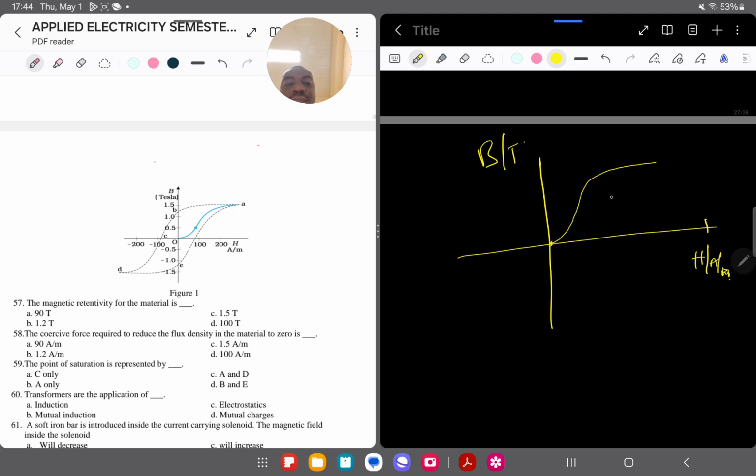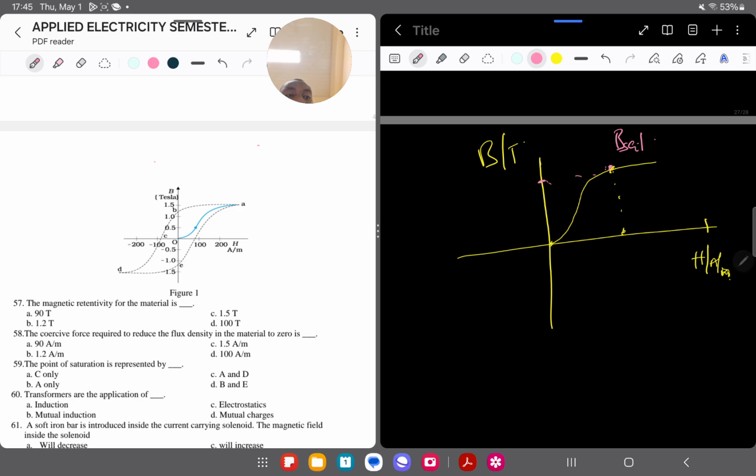So it will increase till it reaches the saturation point, right? Whereby upon increasing the magnetic field strength, there's no longer going to be any increment in the magnetic flux density of your material. So we refer to this as what? Meaning this will be corresponding to what? The saturation point, right?